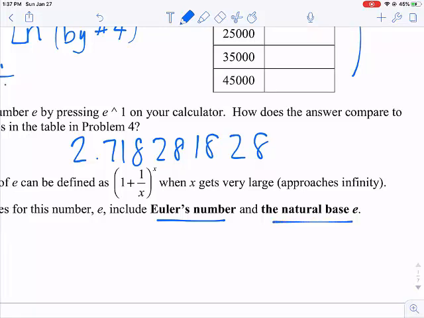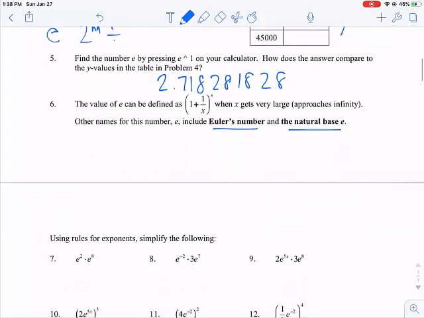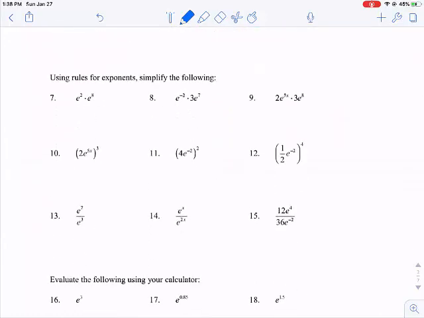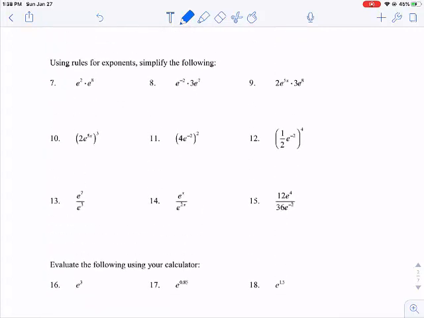So we will use this as a number from this point forward. I want you to definitely pause because you don't need to wait for me to do these next ones here. I want you to pause and try numbers 7 through 18. On numbers 7 through 15, however, you are not finding a value. You are just simplifying by using all of your exponent rules that you know.